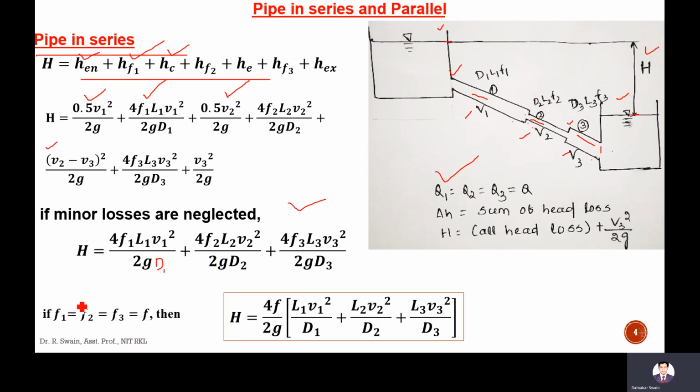And again, if you simplify this equation, if you take a constant f value, meaning the friction coefficient in all pipes is constant, so f1 is equal to f2 is equal to f3 is equal to f, then it can be more simplified. It will be 4f by 2g whole into L1 V1 square by D1 plus L2 V2 square by D2, like this. So this is the final simplified equation of pipes in series.